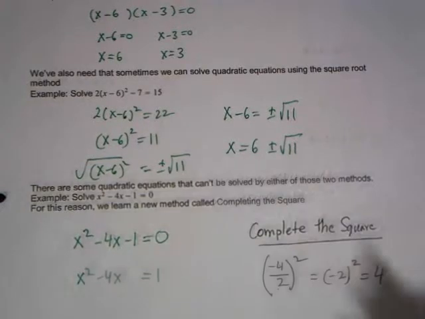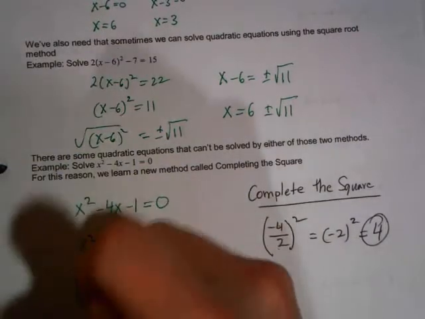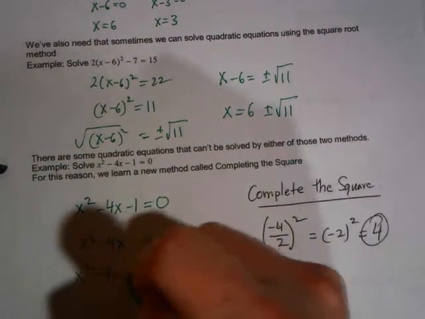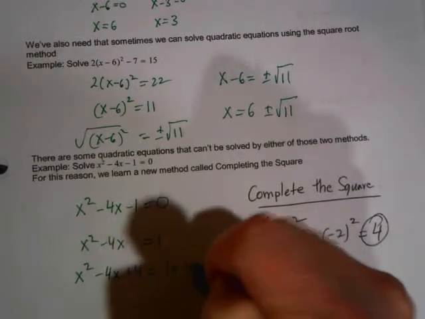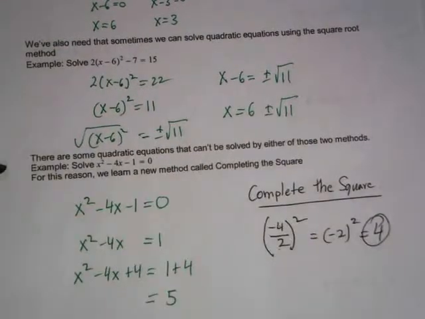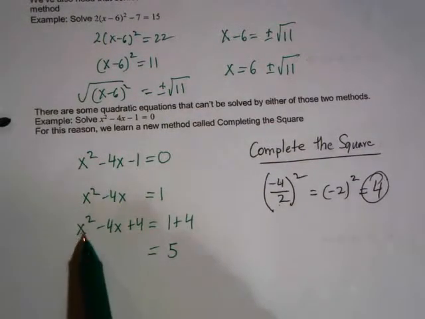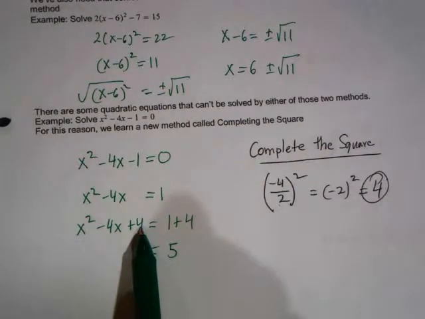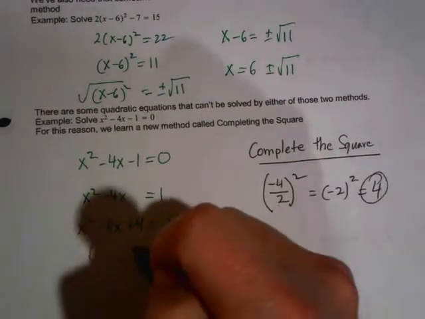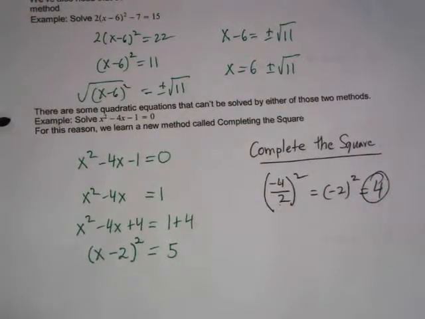What we're going to do is we're going to take this number, 4, and we're going to add it to both sides. X squared minus 4x plus 4 equals 1 plus 4. Alright, the right hand side, nothing shocking there, 1 plus 4 is 5. The left hand side, this is why this is called completing the square. The left hand side now factors as something special. If you check it, it factors as x minus 2 and x minus 2 again. I'm going to write that as x minus 2, whole thing squared.